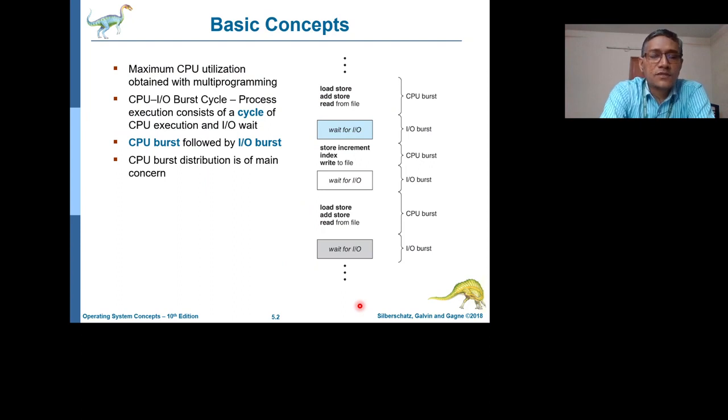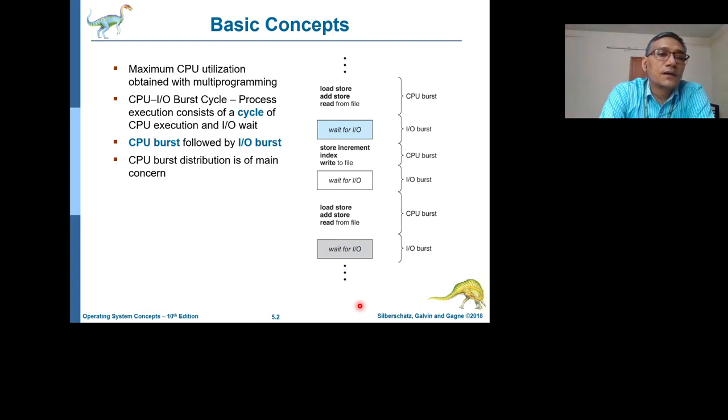Basic concepts of CPU scheduling. In CPU scheduling, we need to utilize the CPU to its fullest potential. So maximum CPU utilization is obtained with multi-programming. We already learned what multi-programming is: more than one process is available in main memory, so that the CPU can switch from one process to the other process which is ready and available in memory.